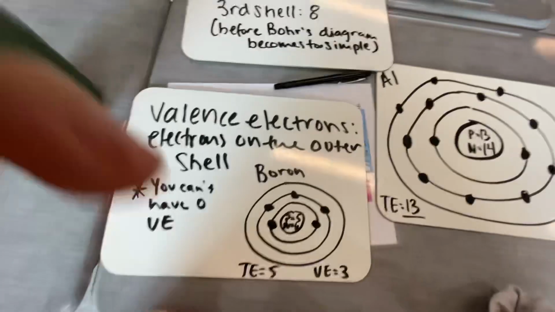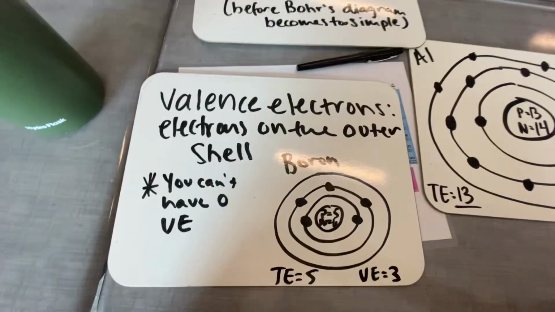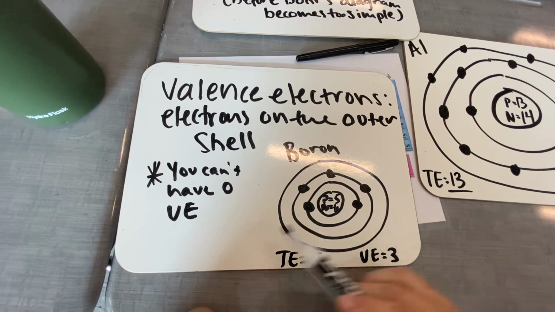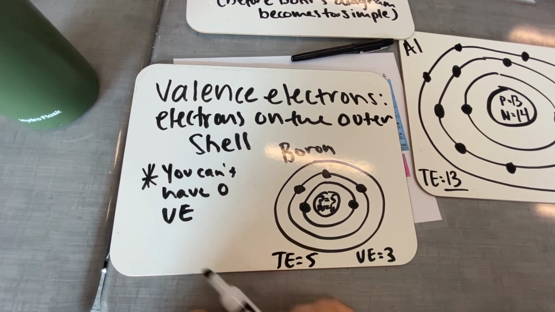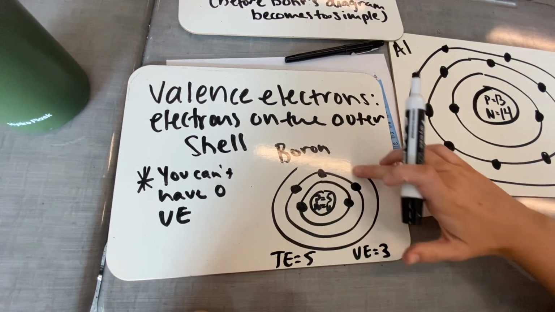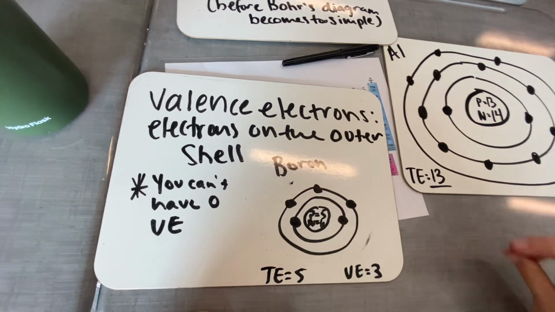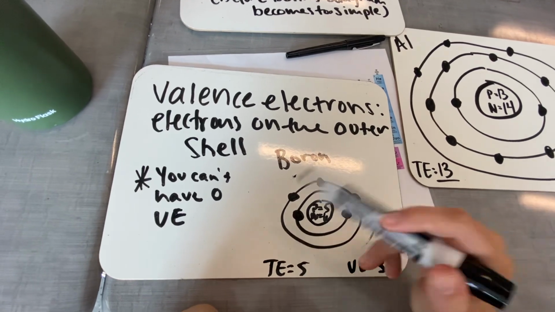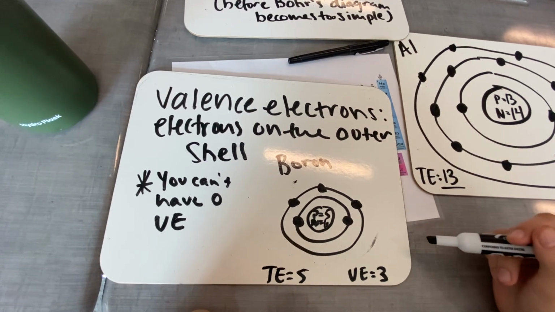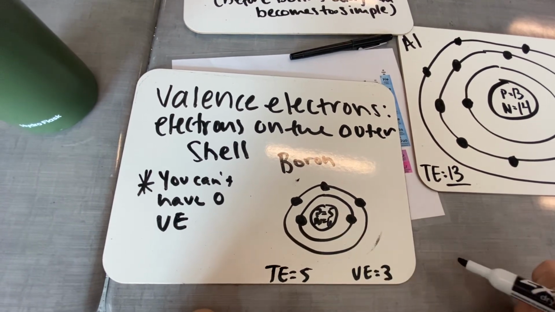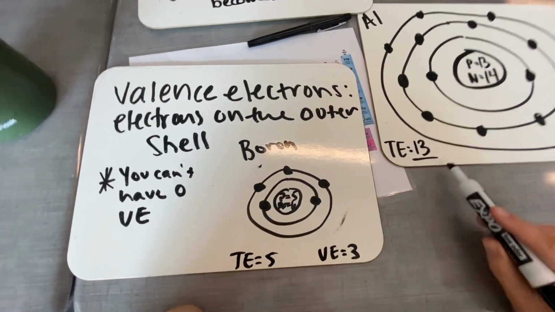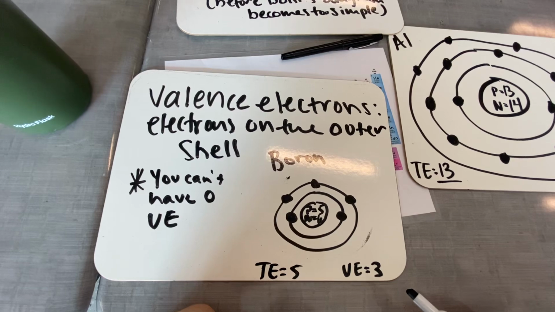Let me show you this example right here. This is boron, and boron also has 1, 2, 3 valence electrons. You can't have 0 valence electrons. So even though I didn't go into my third shell, that third shell does not exist unless there's an electron there. It may be on your picture, because I'm going to be copying and pasting these pictures, but you don't have a third shell unless there's an electron there. So in this instance, even though I have 5 total electrons versus having 13, I still have 3 valence electrons.